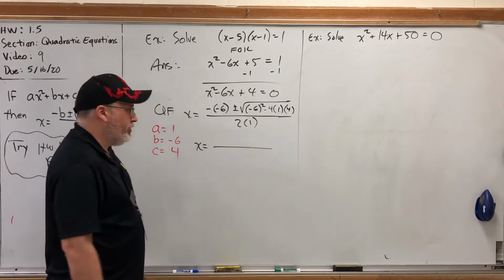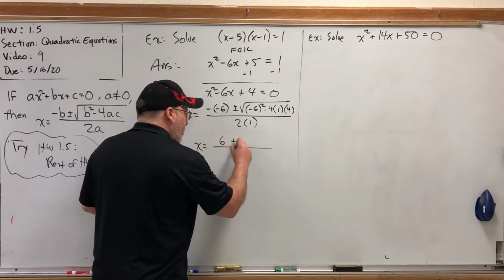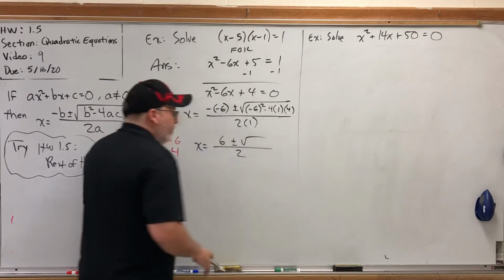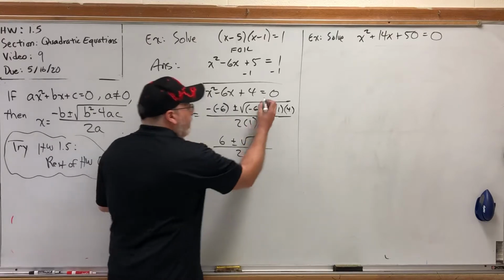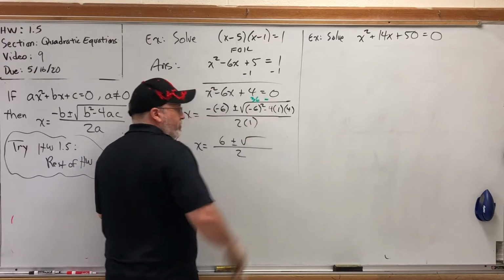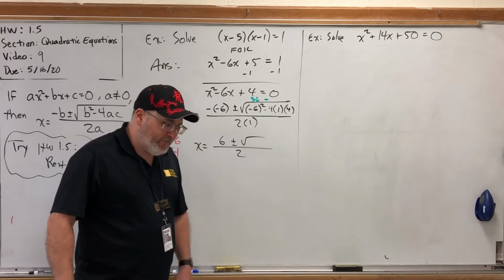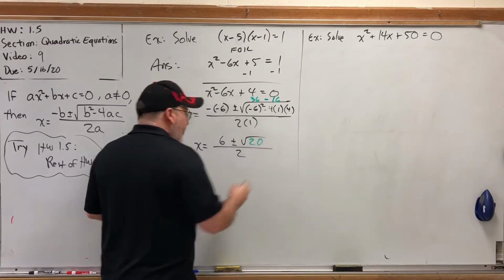Again, there are 4 spots you can work simultaneously. The double negative here makes a positive. On the bottom, 2 times 1 is 2. And under the square root, let's figure out what's on both sides of it. Choose green. To the left of the subtraction is negative 6 squared, which is 36. To the right is 4 times 1 times 4. 4 times 1 is 4 times 4 is 16. 36 minus 16 is 20.